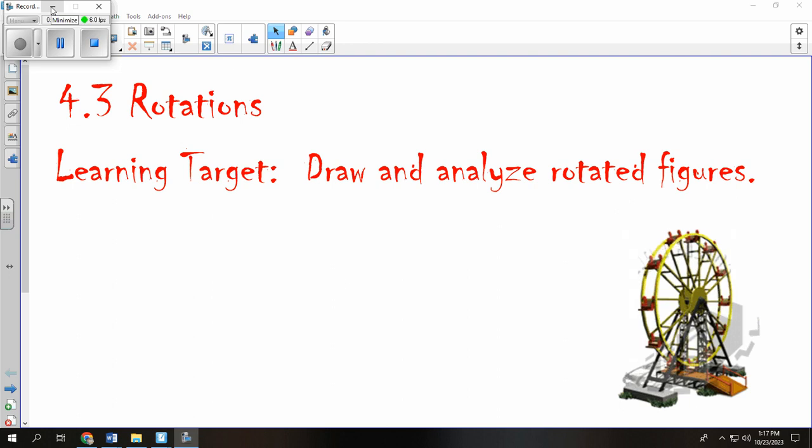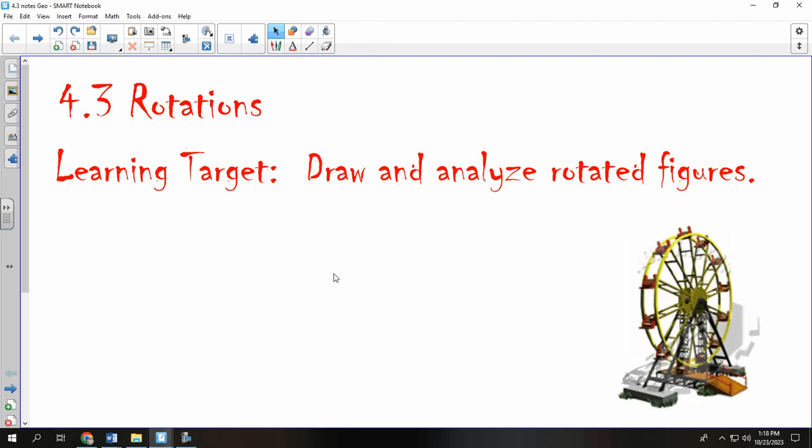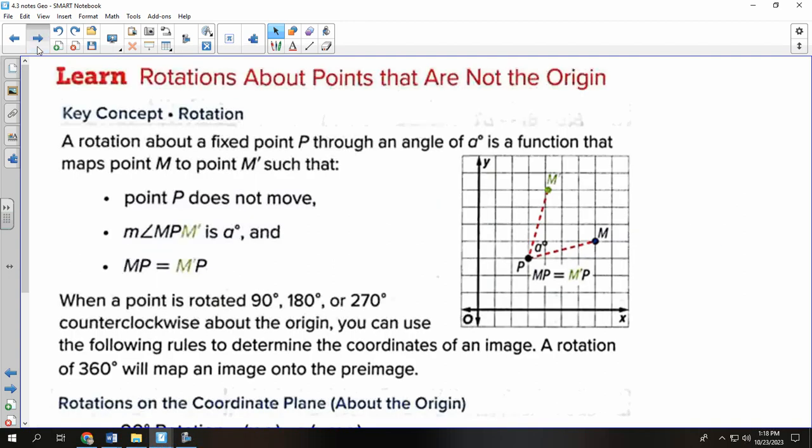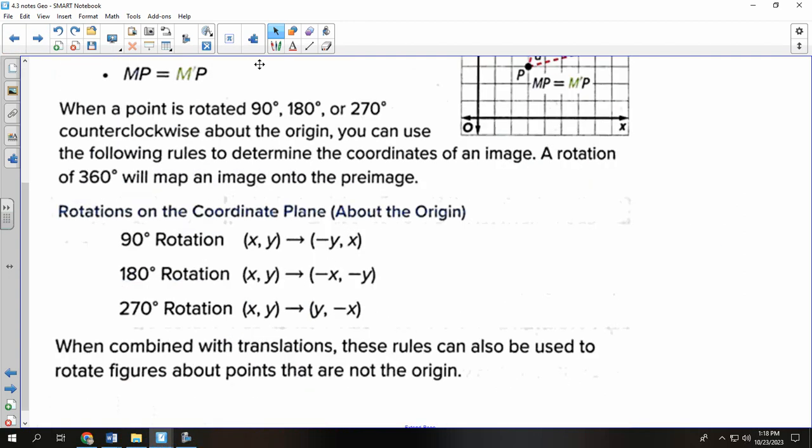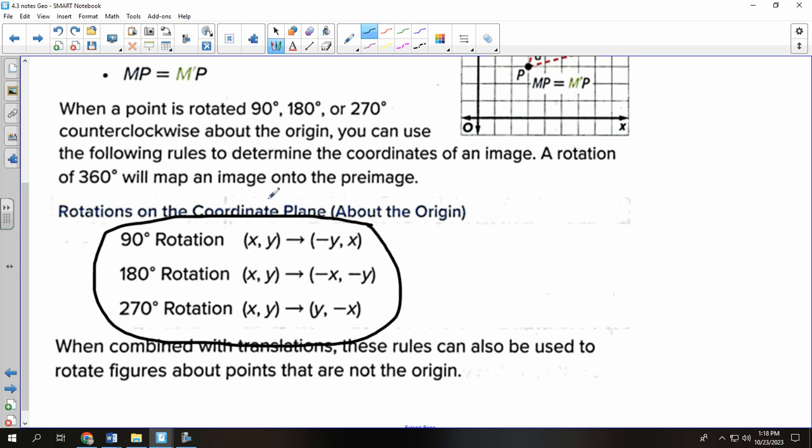All right, you guys, I just want to give you a quick review on 4.3 before we hop over to 4.4. We were going to draw and analyze rotated figures, and I just wanted to walk through the basics with you one more time. So we learned in the class before that there are some formulas we can use when we're rotating about the origin.